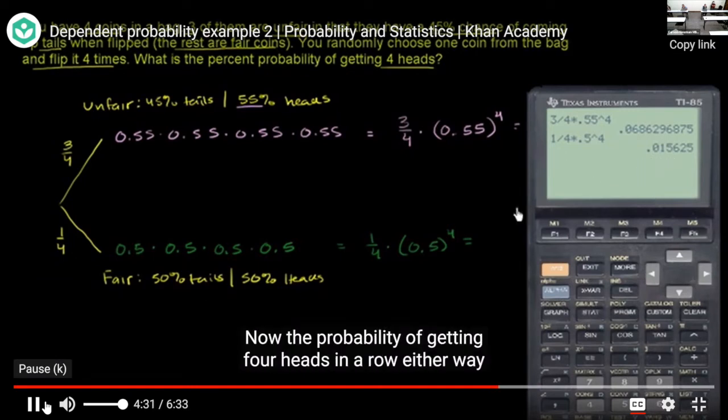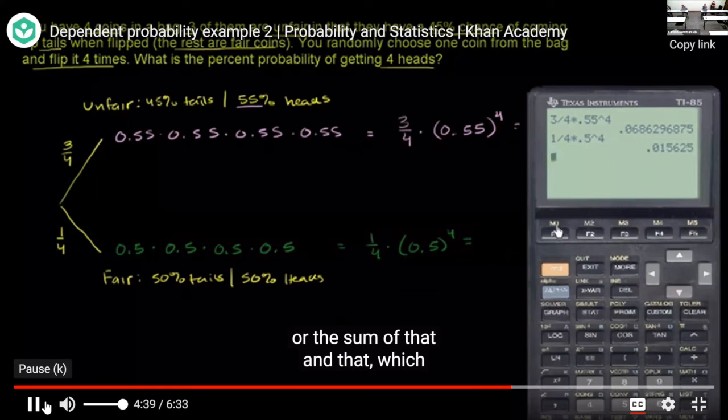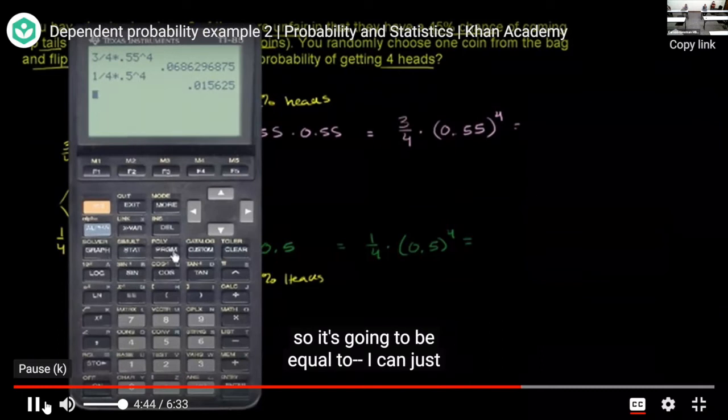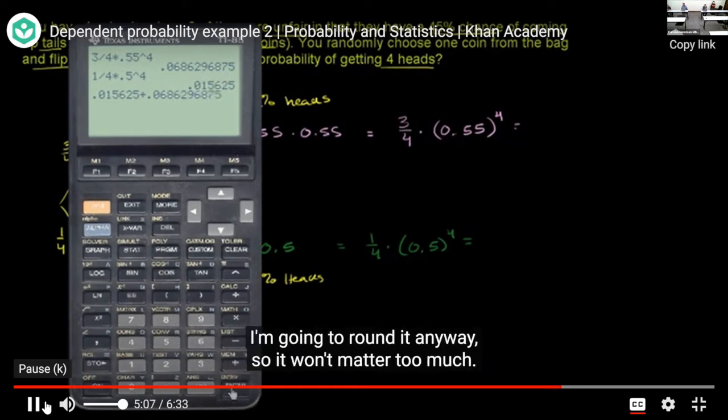Now, the probability of getting 4 heads in a row either way is going to be the sum of this and this, or the sum of that and that. Keep my calculator out, so it's going to be equal to, I can just take the previous answer, let me just retype it so I don't confuse you. So 0.015625 plus 0.068629296875. I'm going to round it anyway, so it doesn't matter too much.